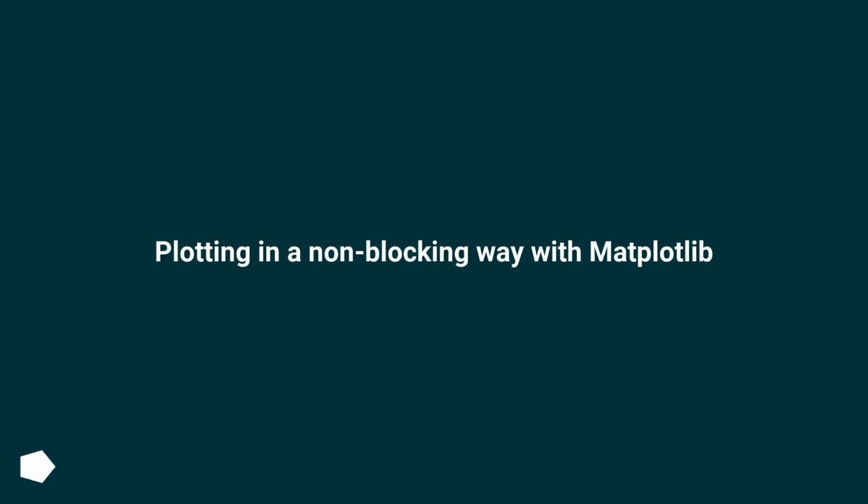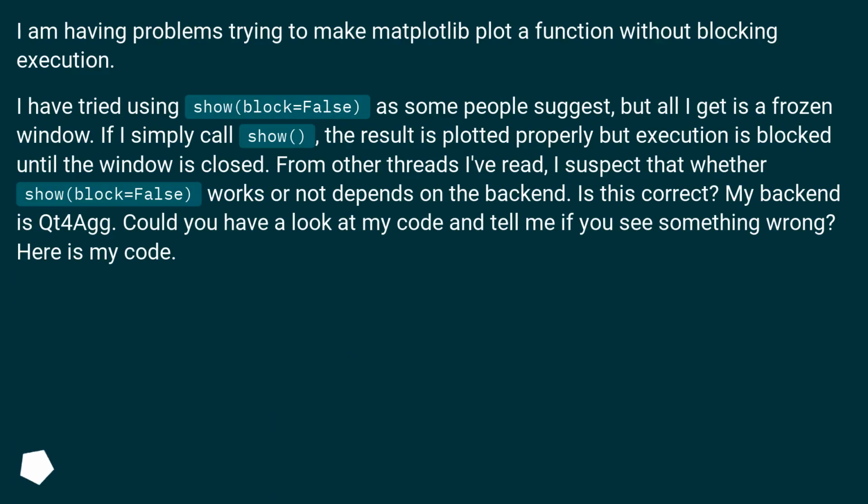Plotting in a non-blocking way with Matplotlib. I'm having problems trying to make Matplotlib plot a function without blocking execution. I have tried using show(block=False) as some people suggest, but all I get is a frozen window. If I simply call show, the result is plotted properly but execution is blocked until the window is closed.